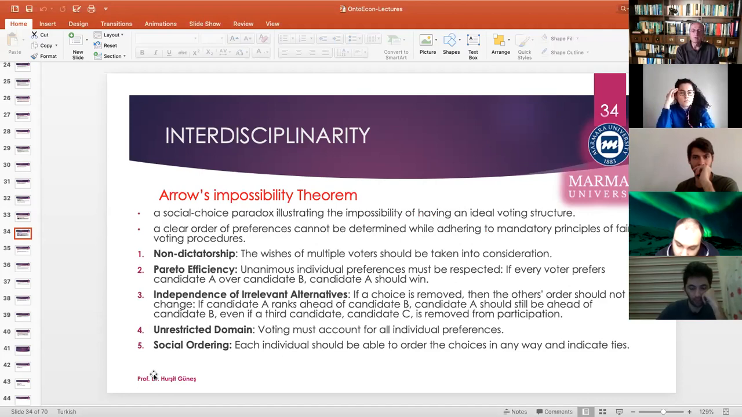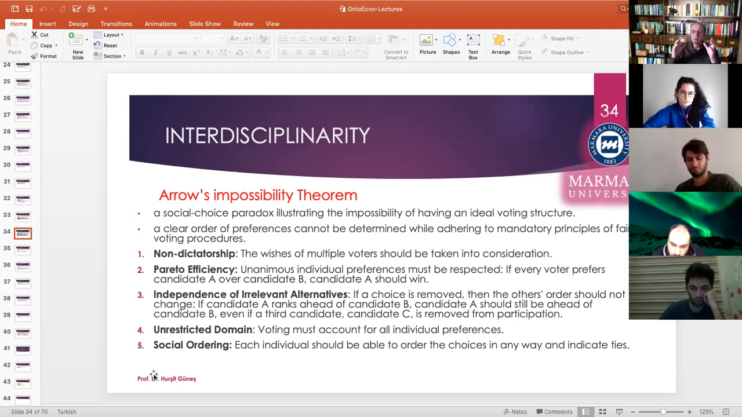Now, Arrow is about the voting structure. Yes. It's a typical public choice analysis, a social choice paradox illustrating the impossibility of having an ideal voting structure. How do you have an ideal voting structure? You have to have certain rules or precepts which will provide you the best mechanism of voting. A clear order of preferences cannot be determined while adhering to mandatory principles of fair voting procedures.